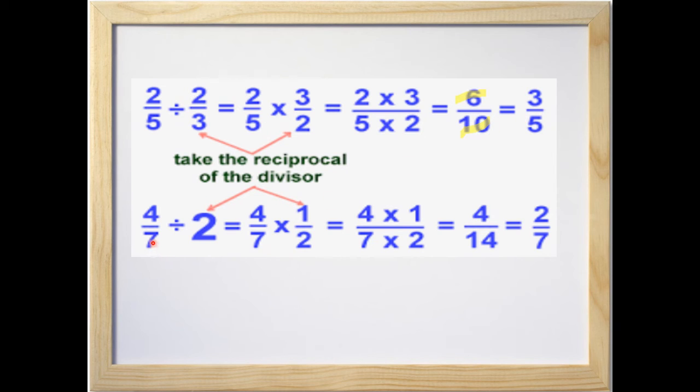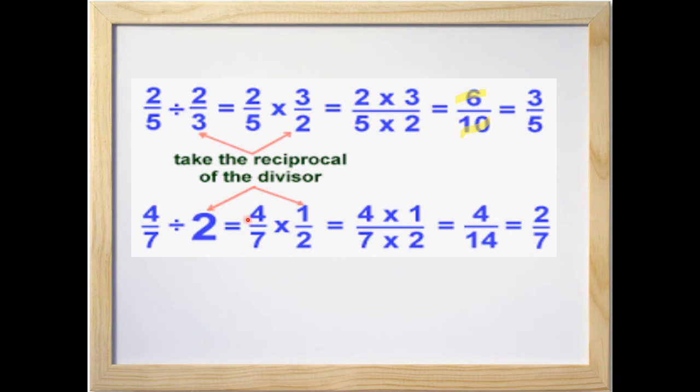Now let us take another example. 4 by 7 divided by 2. So we will keep this 4 by 7 just like that, change the division sign into a multiplication sign, and take the reciprocal of 2. What is the reciprocal of 2? It is 1 by 2.